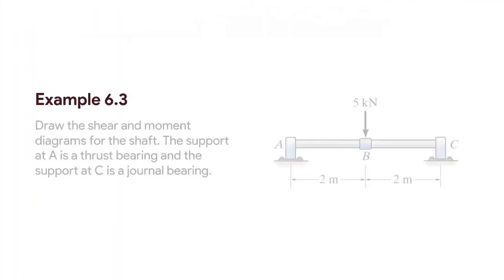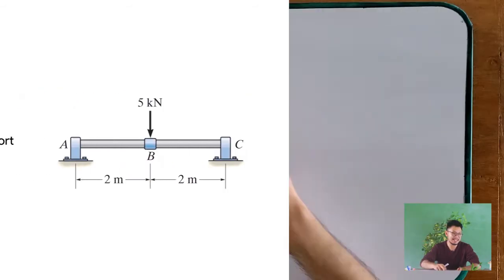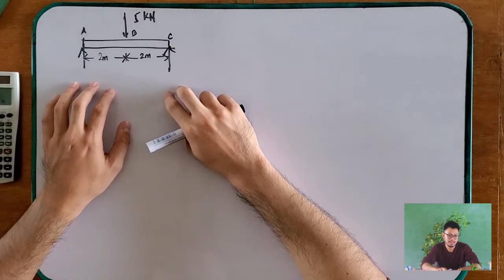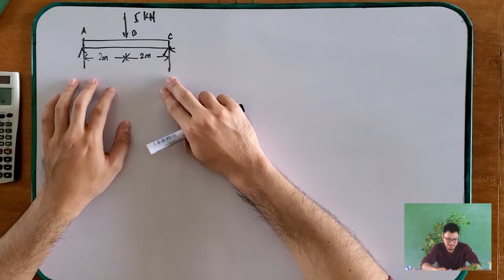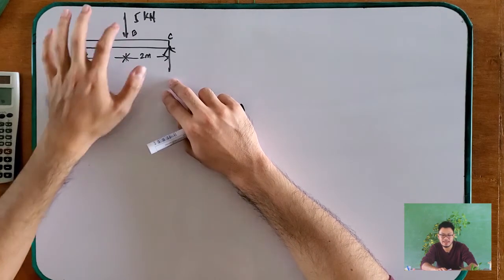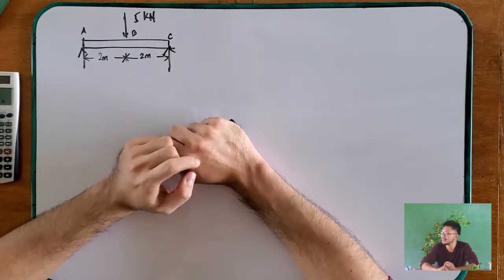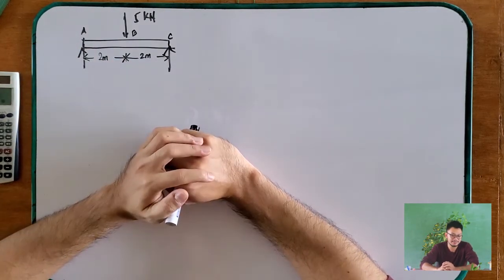So let's take this one first as an example, a very simple example. We want to create a shear and moment equation and diagram of this simply supported beam. This is a shaft because it is supported by two journals, and there is a 5 kilonewtons load applied at the exact center of this shaft.